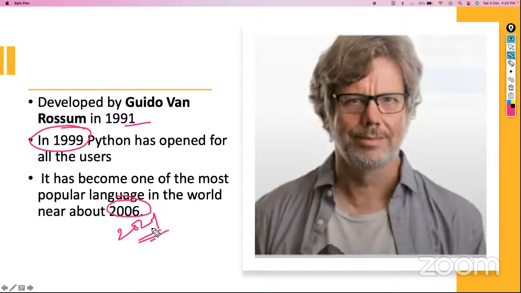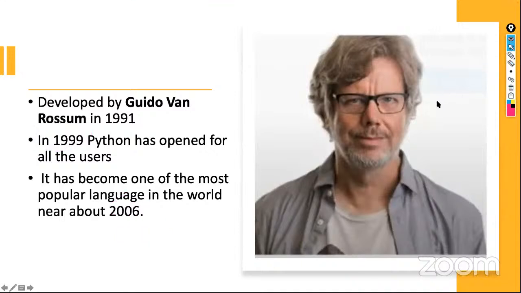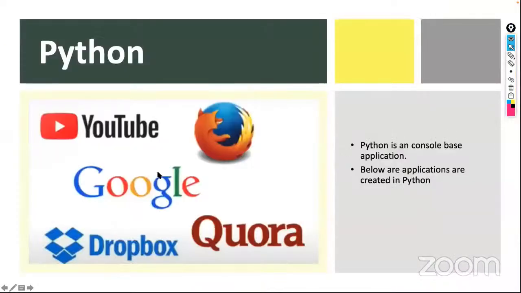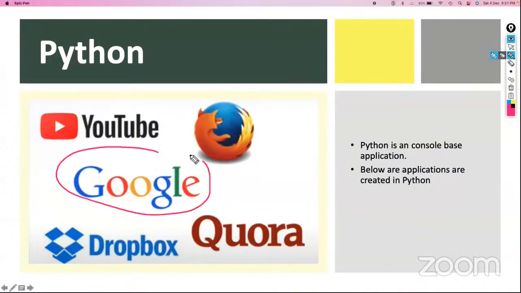So why is there a craze in the market? Why is Python so important nowadays, and why does every organization want network skills as well as automation skills? Because many multinational companies like Google, YouTube, Mozilla, Quora, and Dropbox have started using Python coding in their industries, and that is why this language is a hotcake in the market.